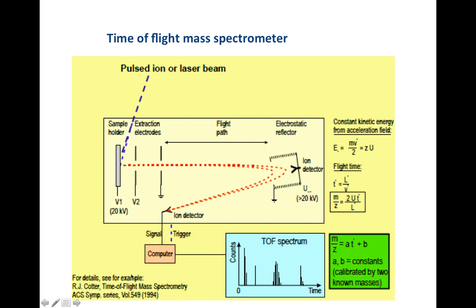So you can see all these details in this literature. But basically, you see here that the TOF spectrum, these constants are calibrated by known masses. So m/z is equal to a times t times b. And of course, t, you see the kinetic energy is constant from the acceleration field.